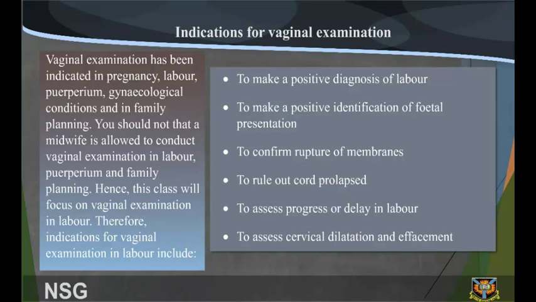Therefore, indications for vaginal examination in labor include to make a positive diagnosis of labor, to make a positive identification of fetal presentation, to confirm rupture of membranes, to rule out cord prolapse, to assess progress or delay in labor, to assess cervical dilatation, and effacement.